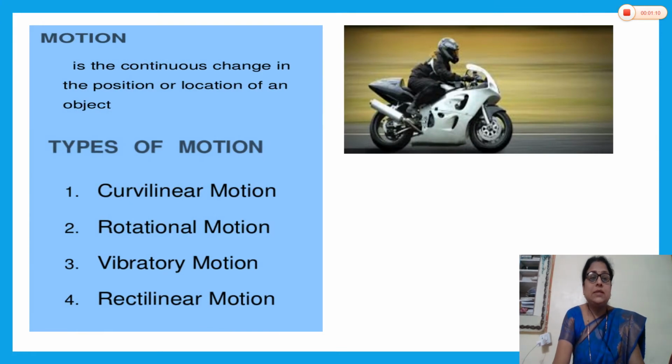So let us discuss what is motion. Students, as we know, we see many objects moving all around us. And what can we say about motion? Motion is the continuous change in the position or location of an object with respect to time and also with respect to surroundings. There are different types of motion.